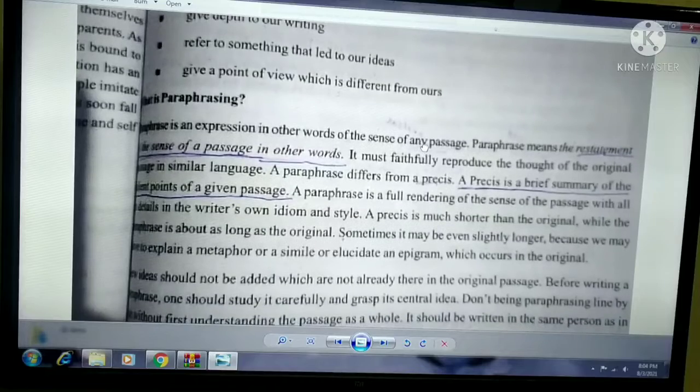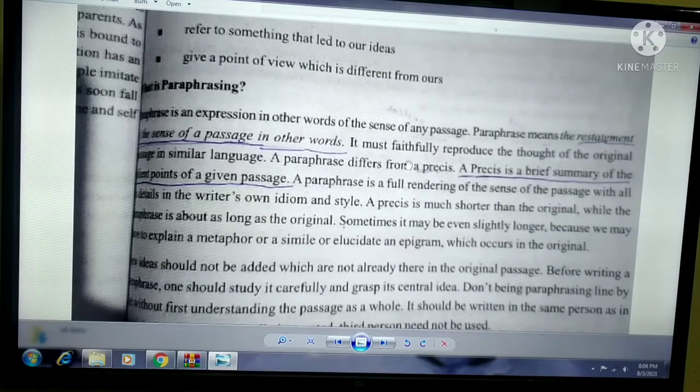Now coming to the first part, what is paraphrasing? Please go through the first sentence. It means the restatement of the sense of a passage in other words. Restatement. It's just repeating the author's ideas in your own words.